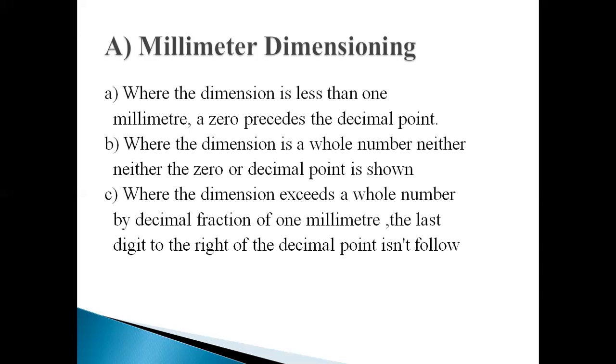First is millimeter dimensioning. First point, where the dimension is less than 1 millimeter, a zero precedes the decimal point. Second, when the dimension is a whole number, neither the zero or decimal point is shown. Third, where the dimension exceeds a whole number by a decimal fraction of 1 millimeter, the last digit to the right of the decimal point is not followed by a zero. Neither commas nor spaces shall be used to separate digits into groups in specifying millimeter dimensions on drawings.